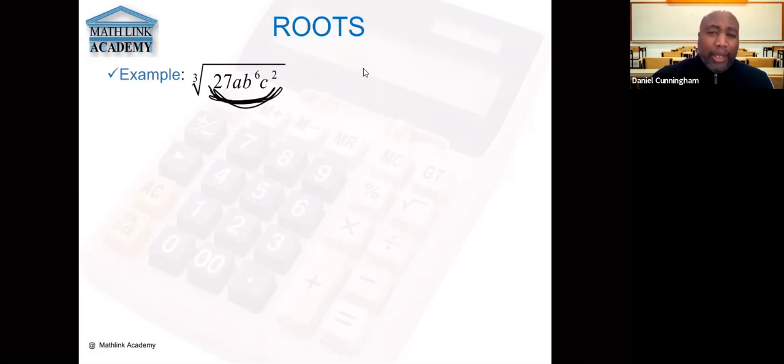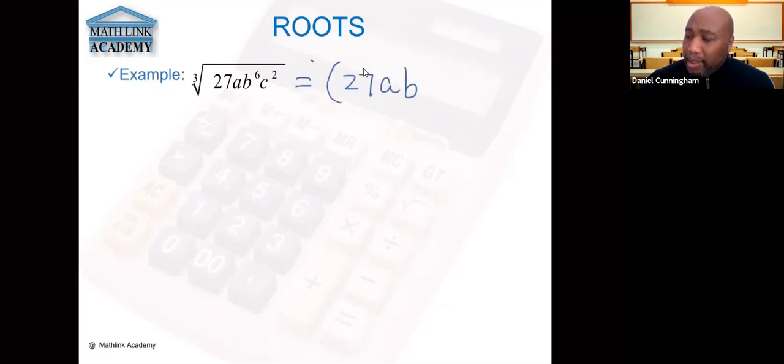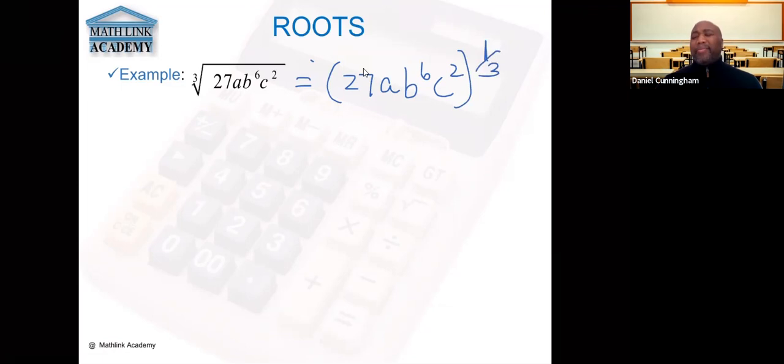I'll take the cube root of each of those. Now, the cube root can be written as a 1/3 power. I'm going to clear the screen and show you how you can write this. This can be equal to 27 a b to the 6 c squared, all to the 1/3. That's what the cube root means. So rewrite it the way we did earlier, like a power, and then apply that 1/3 to each of those components.